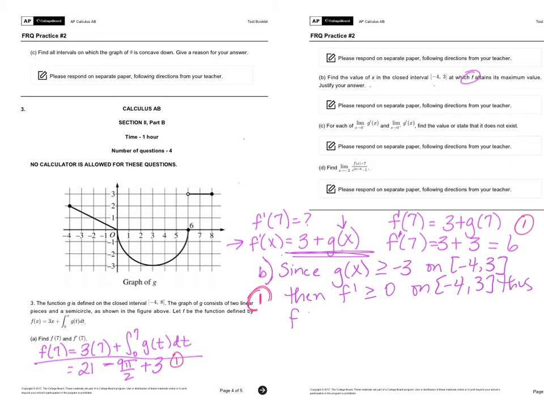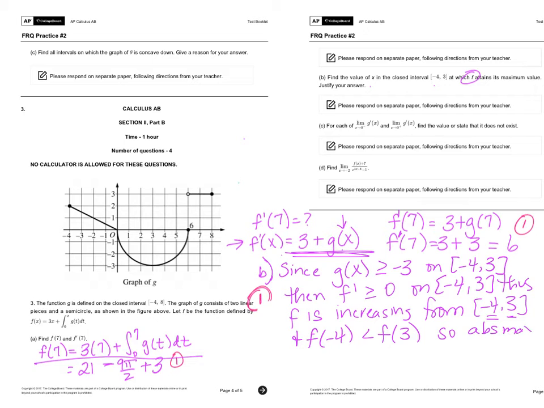Thus, f is increasing from -4 to 3. Think about that. If you have an increasing function always, the only possibilities are these two. And of course, f of -4 is going to be less than f of 3. So absolute max on -4 to 3 occurs at x equals 3.